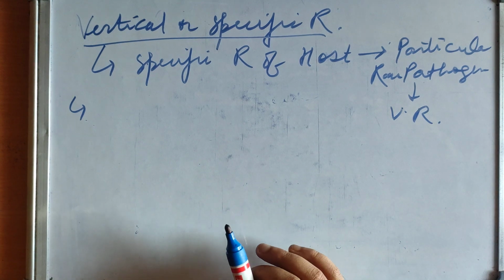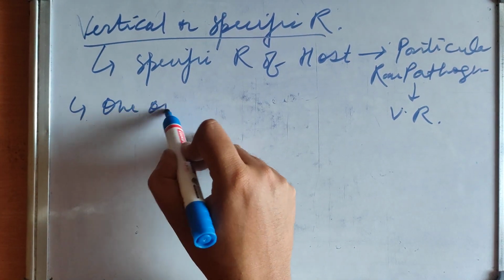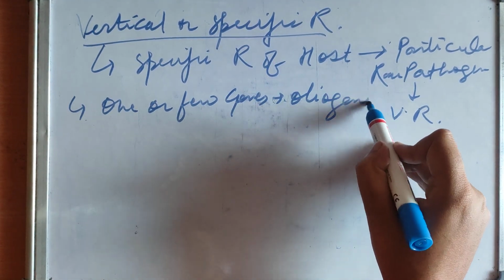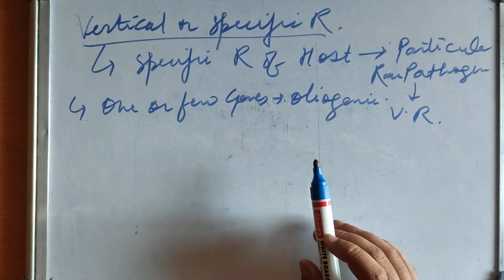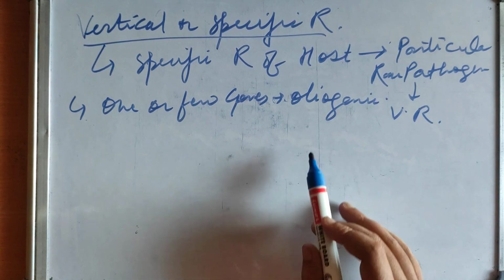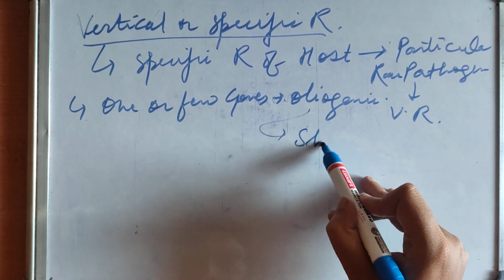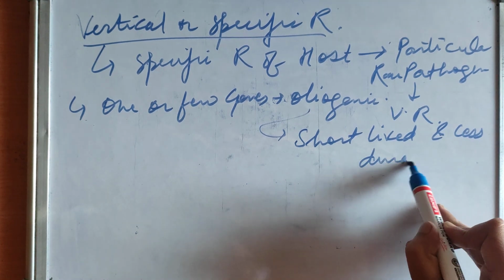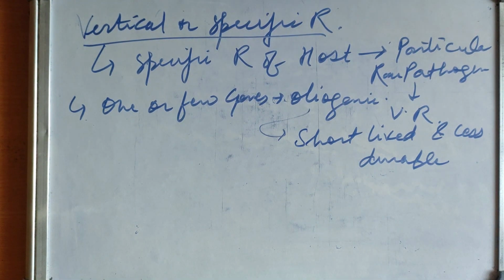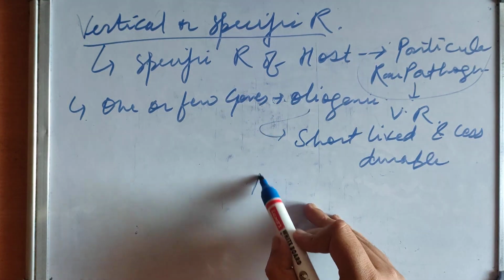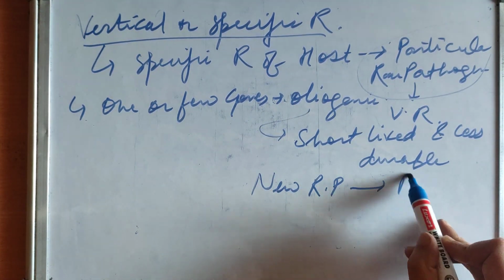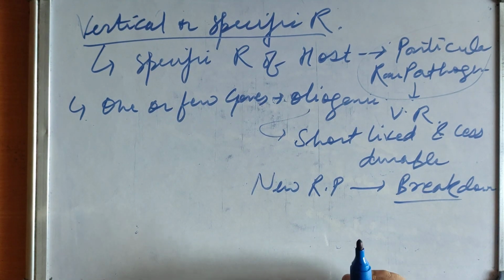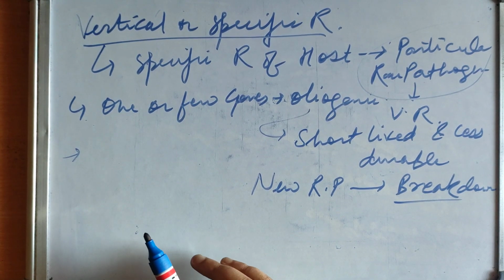It is governed by one or a few genes, that is, it is oligogenic resistance, and it is usually short-lived and less durable. It can break down when a new race of pathogen is formed, because it is effective towards a particular race, not new races. It displays discontinuous variation among genotypes.